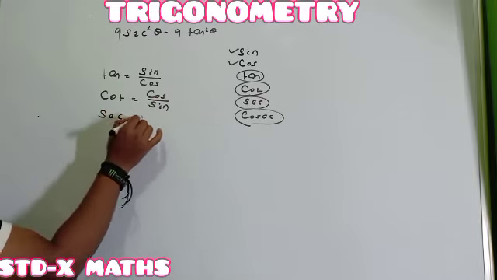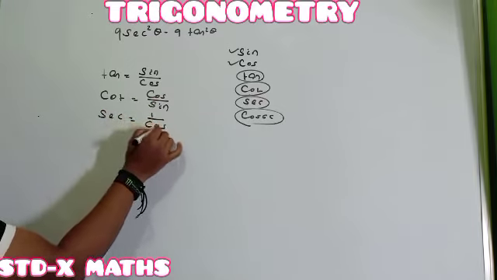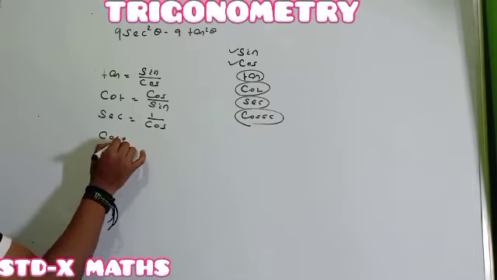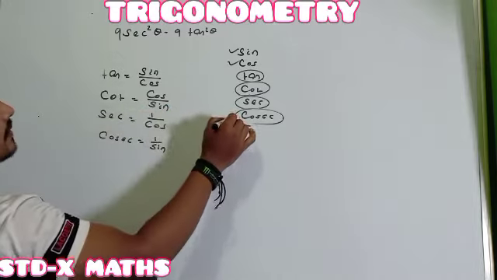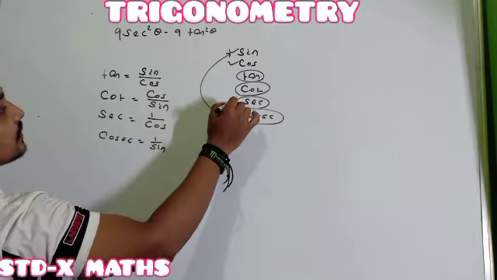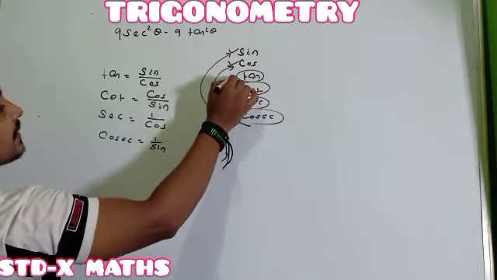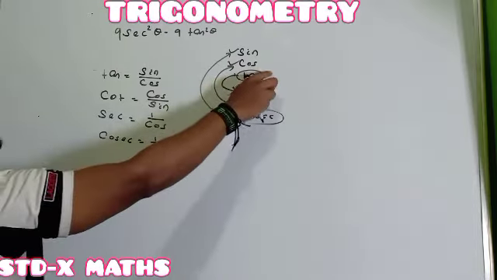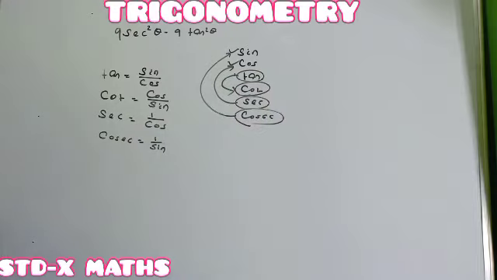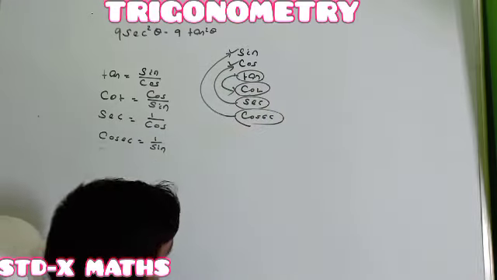Sec's simplest form is 1 by cos. Cosec's simplest form is 1 by sin. Otherwise, plainly remember this one is the reciprocal of this one, and tan and cot are reciprocals of one another. So if this is sin by cos, this one is cos by sin. Ready? Next trick.